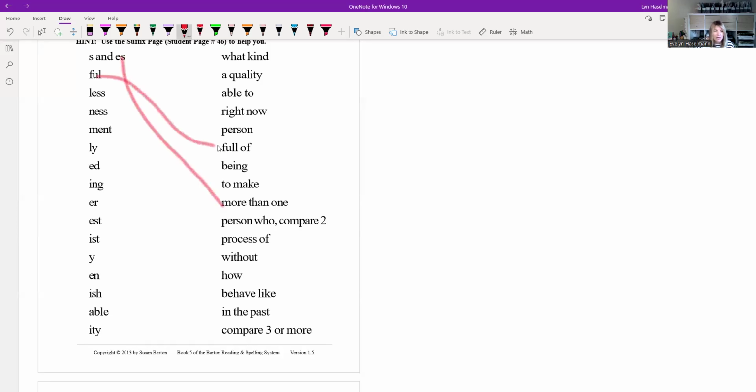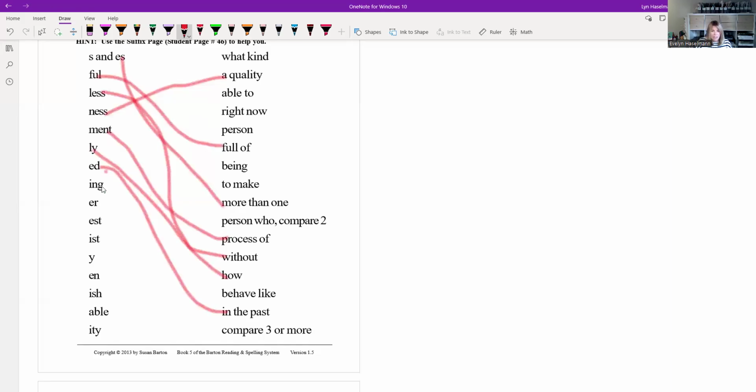Full means full of. Less means without. Ness is a quality, like fitness. Ment is in the process of, so like a payment is in the process of paying. Ly means how. Ed means in the past. Ing means happening right now. ER means person who, or compare to. EST means compare three or more, the most. IST is a person.